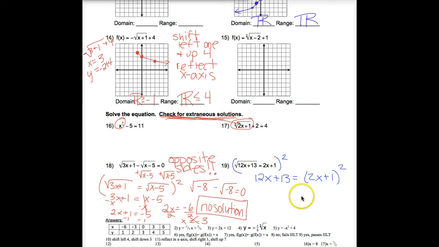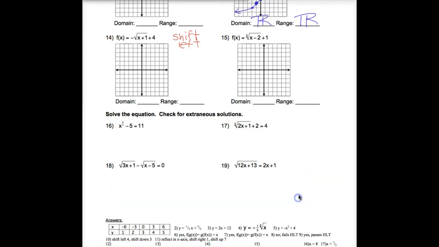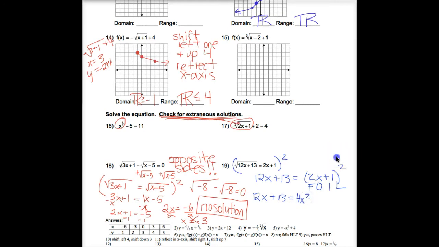Again, we did these in the notes. We did these in the classwork. You have to FOIL this. It's a binomial squared. So first, 2x times 2x is 4x squared. Insides, and if you need to write it out, the inside terms, 1 times 2x is 2x. Outside terms, same thing, 2x. And lasts, 1 times 1 is 1.